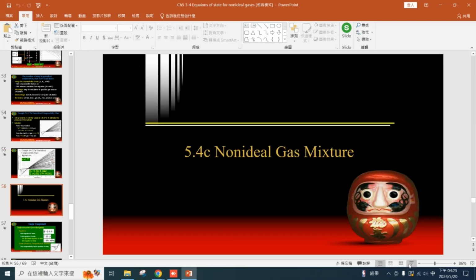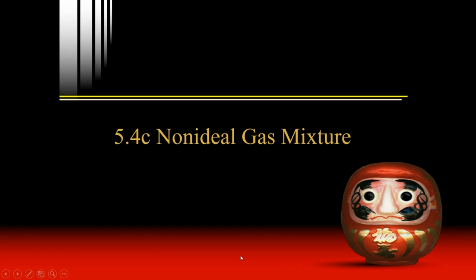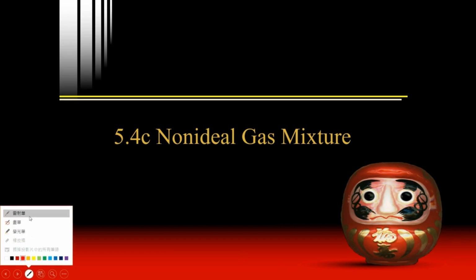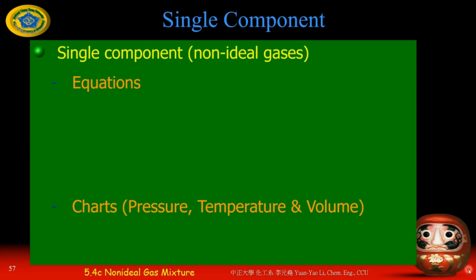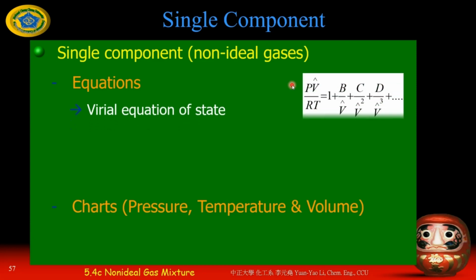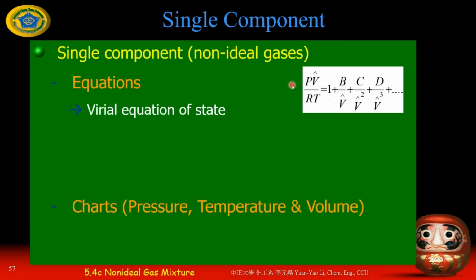So today we are going to talk about a non-ideal gas mixture. Last week we only talked about a single gas system. So now we have a mixture gas. For the single component, let's go back to last week. We have a single component for non-ideal gas, and we already introduced you to some equations, right? I hope you remember the virial equation of state. We also introduced the truncated virial equation of state. I hope you remember. And after that, we talked about cubic equations of state.